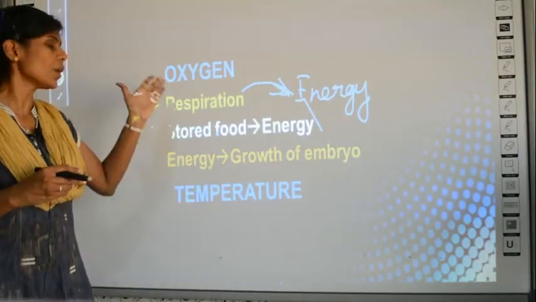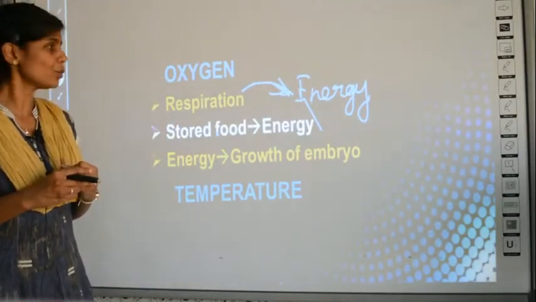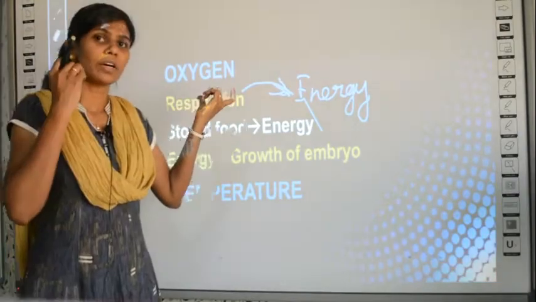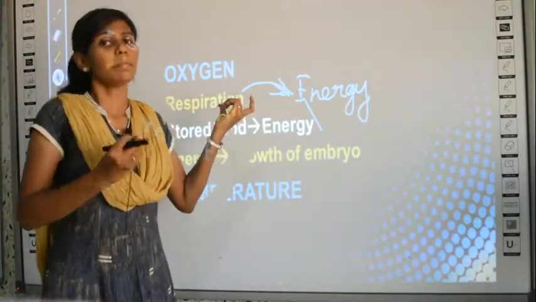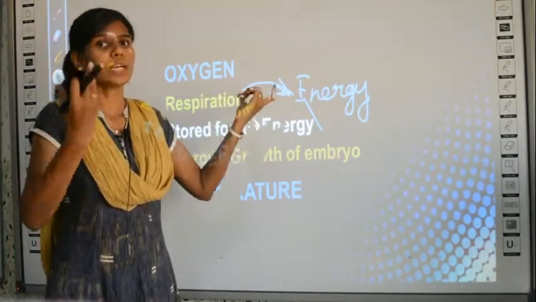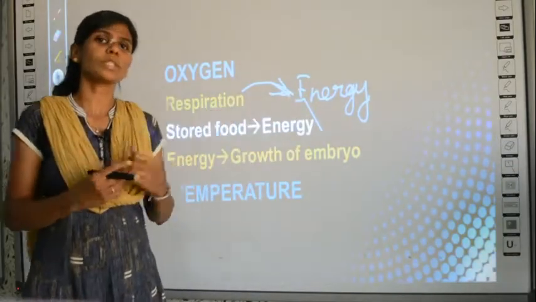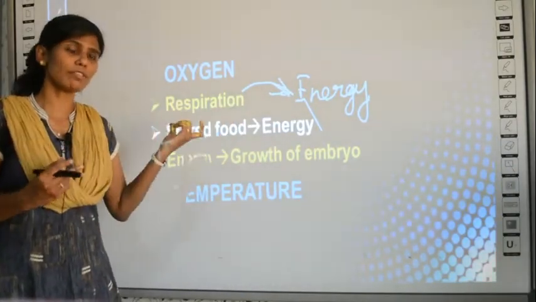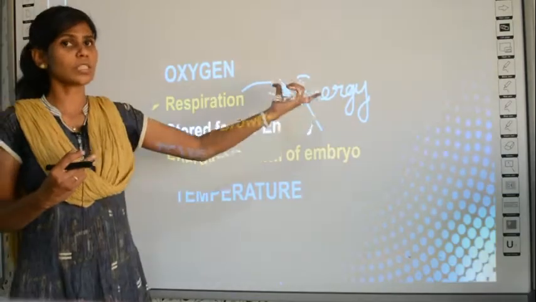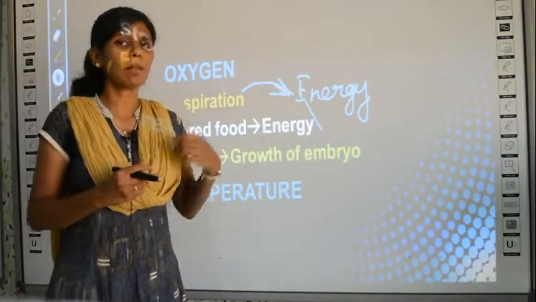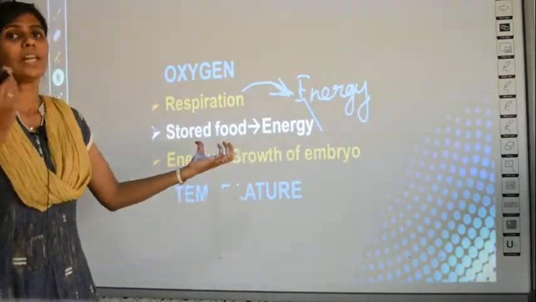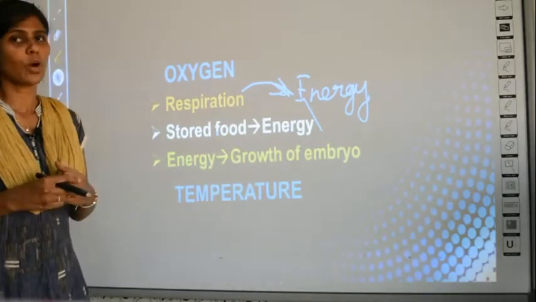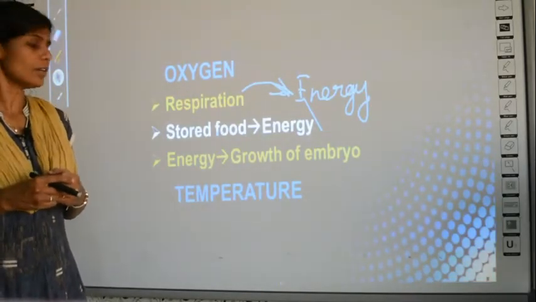So this is how oxygen is helpful. What did I tell you? There is a process of respiration in every seed. Because of respiration you get energy, because the respiration process needs oxygen. In the presence of oxygen the respiration process will give energy, and with the help of energy the seeds will germinate into a small plant, that is the seedling or a new plant.